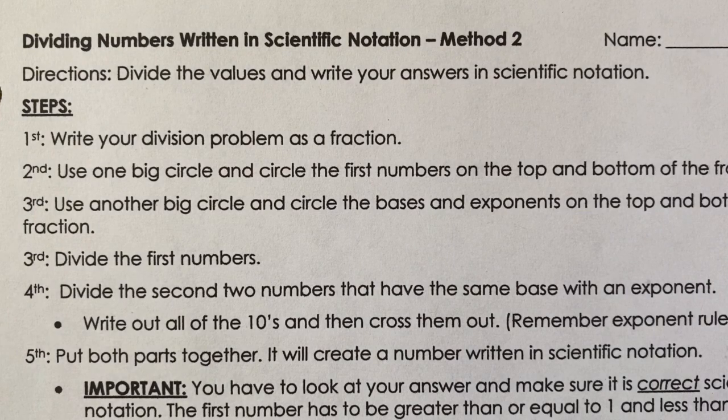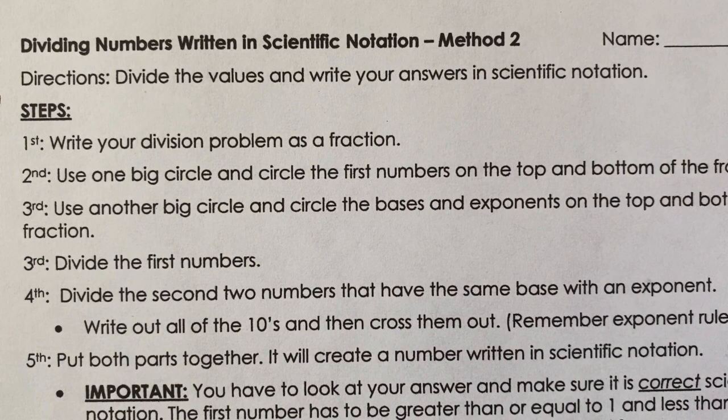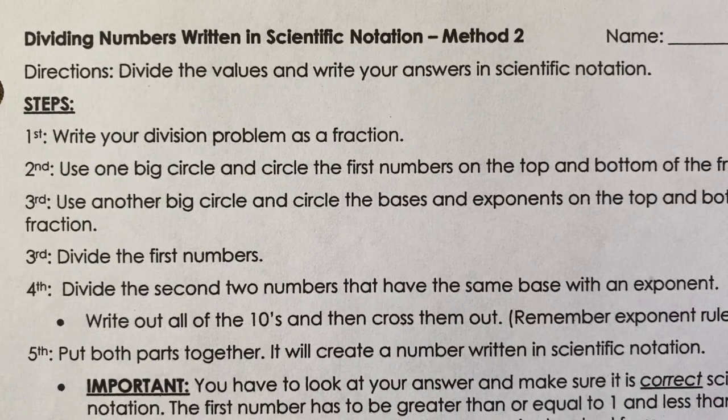All right, guys, so today we are going to be dividing numbers written in scientific notation using method 2. In the previous video, we learned method 1, which was the longer way, where you write out your numbers in standard form, and then you divide the numbers, write your answer in scientific notation. It's exactly how we learned how to add and subtract numbers. Same thing with the first method of multiplying numbers. So if you like that method, then you'll probably stick with method 1.